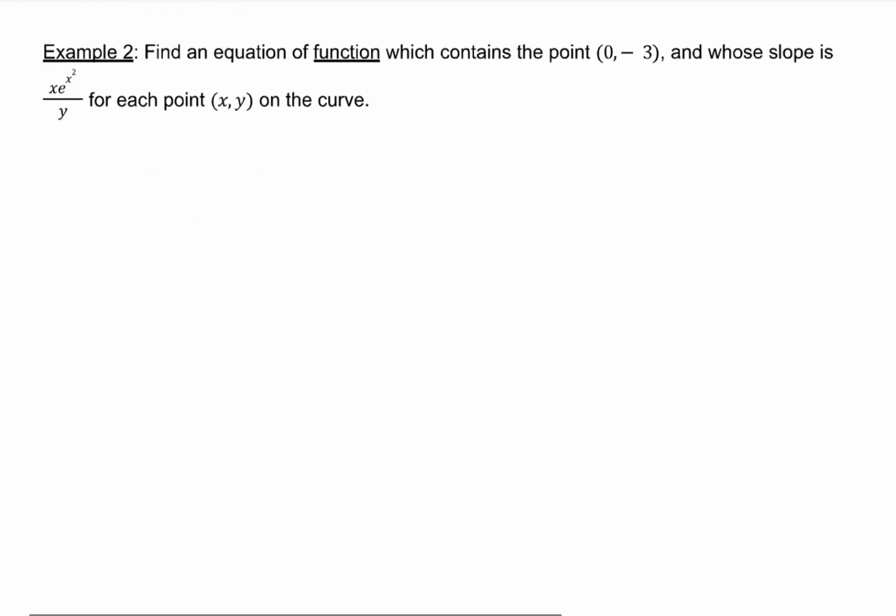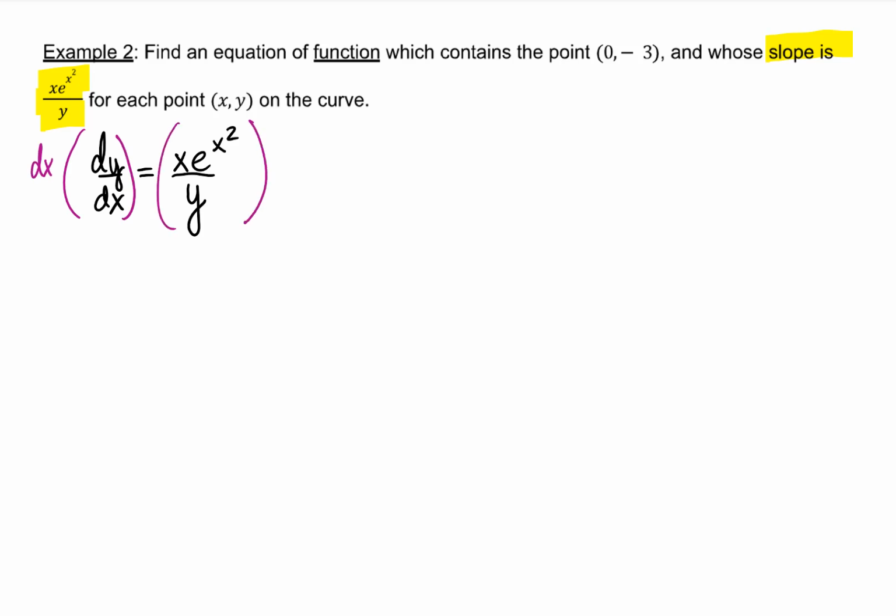Find an equation of a function which contains the point (0, negative 3) and whose slope is the following for each point on the curve. So they've just told us that the slope is this. That means dy over dx is x times e to the x squared over y. Begin by multiplying both sides by dx. We're going to get the y's on one side and the x's on the other. Multiply both sides by dx and by y.